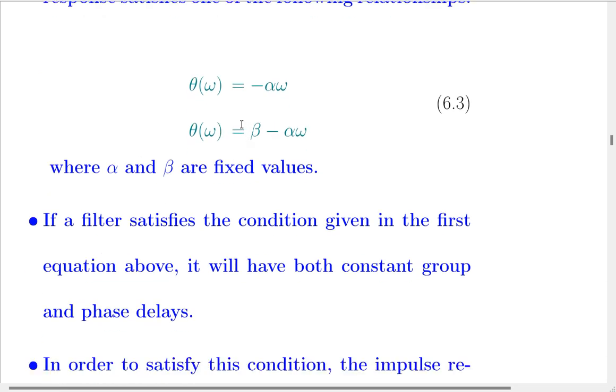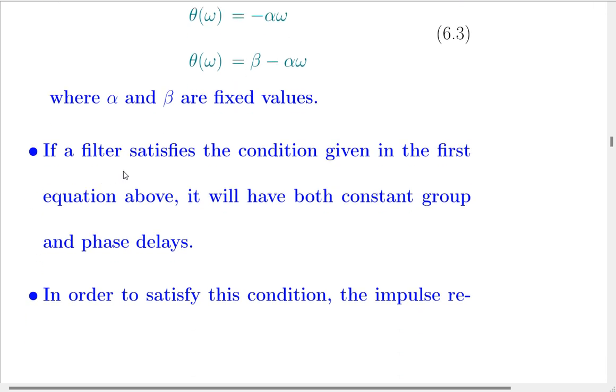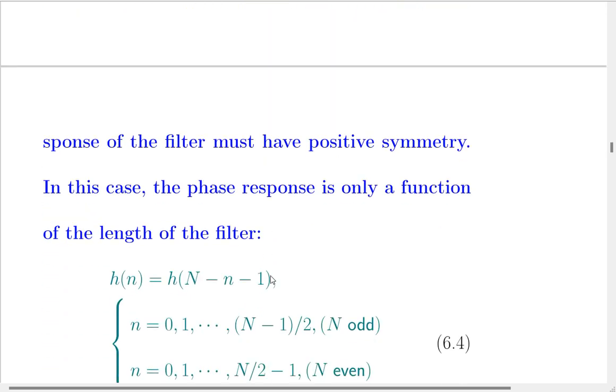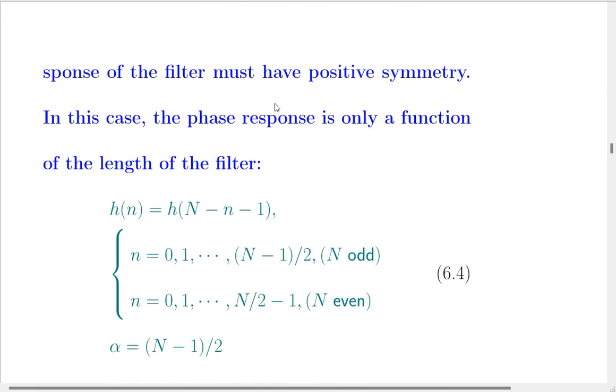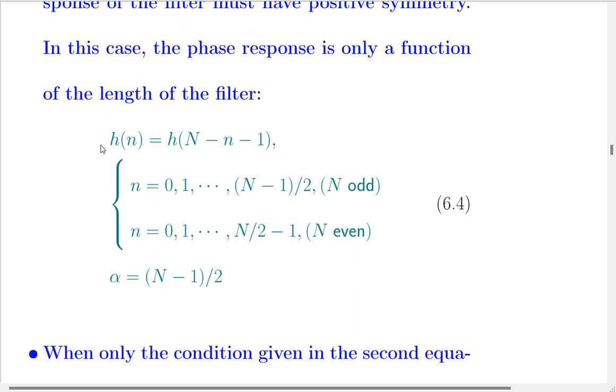Beta is normally pi over 2 or minus pi over 2. If a filter satisfies the condition given in the first equation above, it will have both constant group and phase delays. In order to satisfy this condition, the impulse response of the filter must have positive symmetry. In this case, the phase response is only a function of the length of the filter. What does it mean? It means that we will have h of n is equal to h of capital N minus n minus 1.